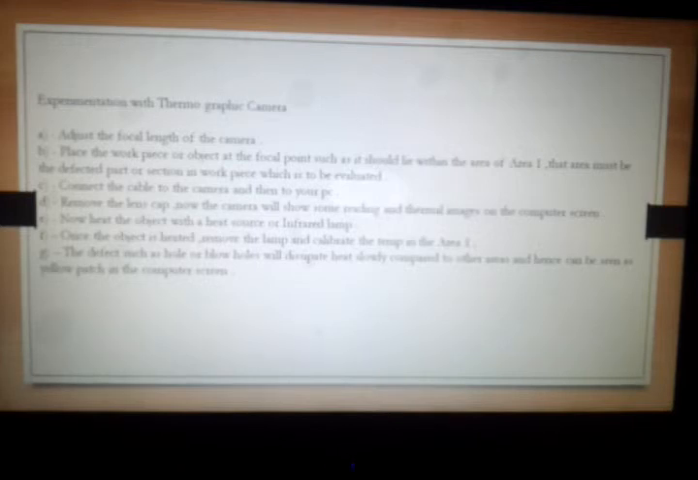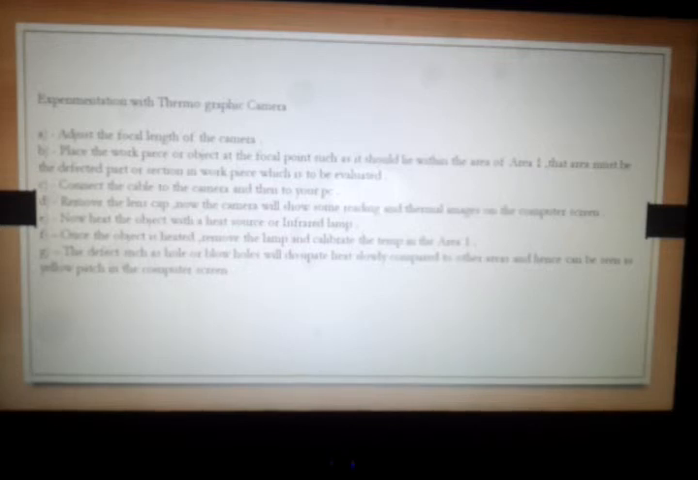First we adjusted the focal length of the camera. Then we placed the workpiece or object at the focal point, such that it should lie within the area 1, which is the area of interest, and the area must be the defected part or section in the workpiece which is to be evaluated. Connect the cable to the camera and then to your PC. Remove the lens cap. Now the camera will show some readings and thermal images on the computer screen.